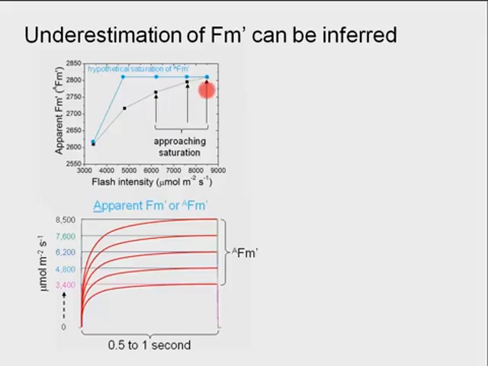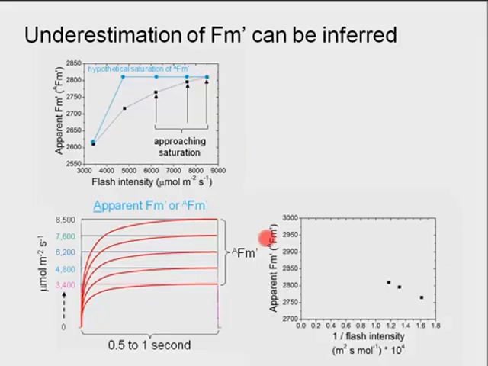The second thing to point out is that while these values have a little bit of hyperbolic curvature when plotted in this manner, when they're plotted as a function of the reciprocal of the flash intensity, they can be well approximated by a linear function. And this serves as a basis for estimating fluorescence yield at infinite irradiance by linear regression and extrapolation to the y-intercept. The resultant value is referred to as the extrapolated FM prime, or EFM prime, and has been shown by the scientists that developed this method to be a closer approximation of the true value of FM prime.